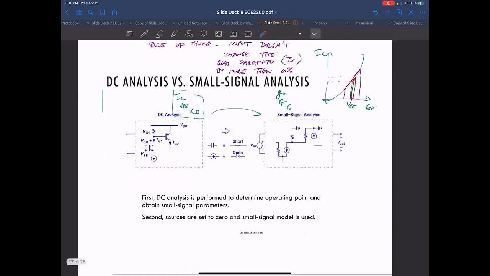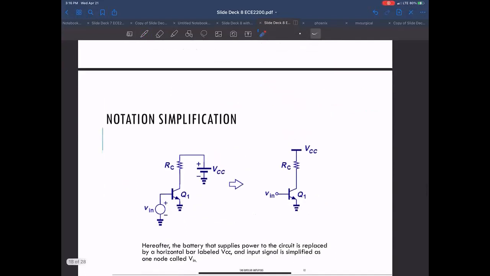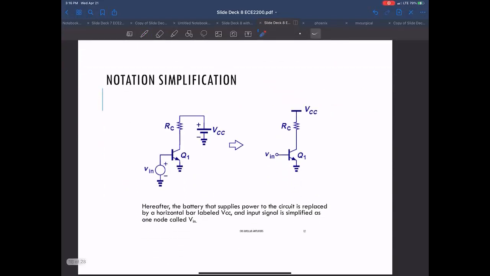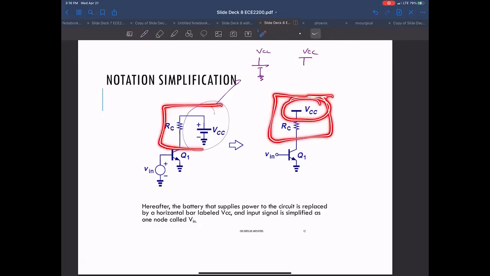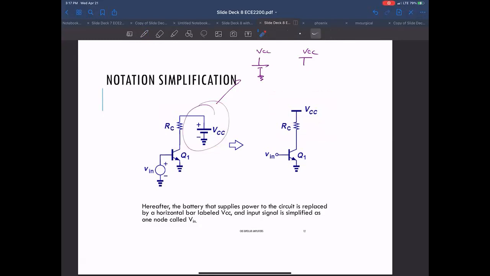Another note that I wanted to make, again, we talked about this before, but I wanted to say it again: this is a simplification of our notation, just to save ourselves the writing every time we have a voltage source like the supply here, VCC. Instead of drawing that, we're just going to draw a line and a dash like that. So by that we mean this circuit, just a shorthand way of drawing that voltage source.